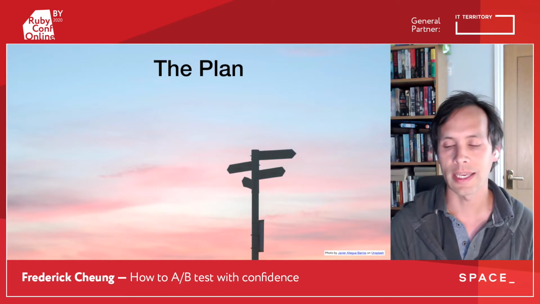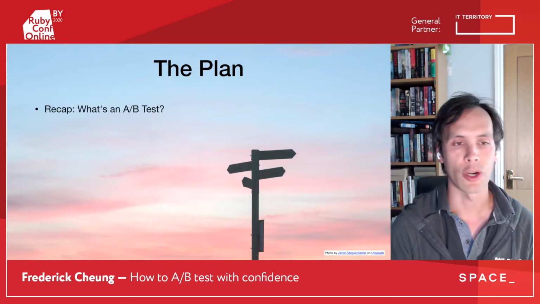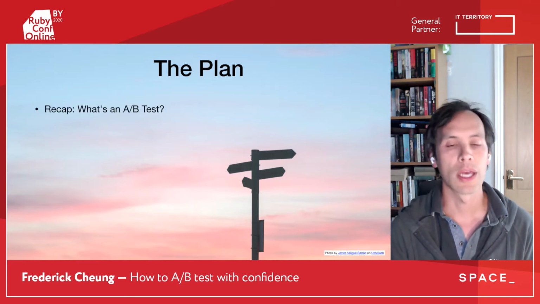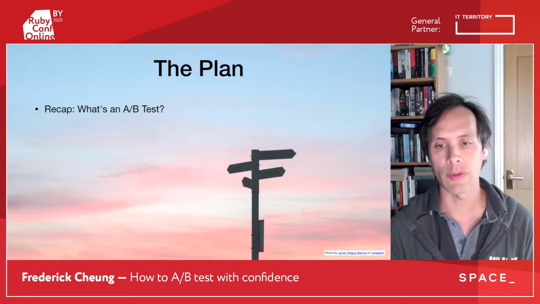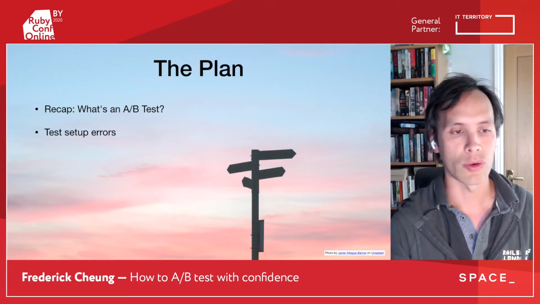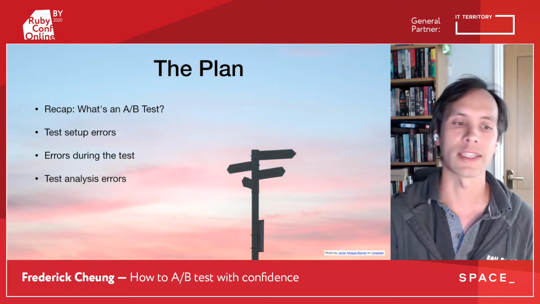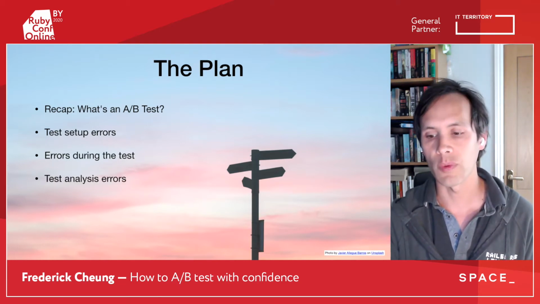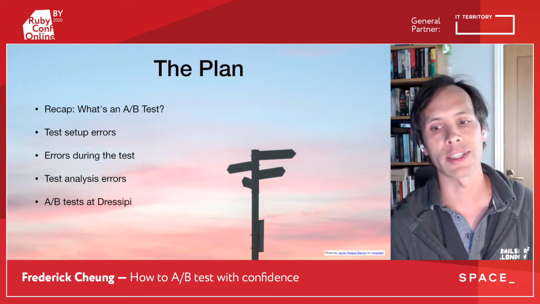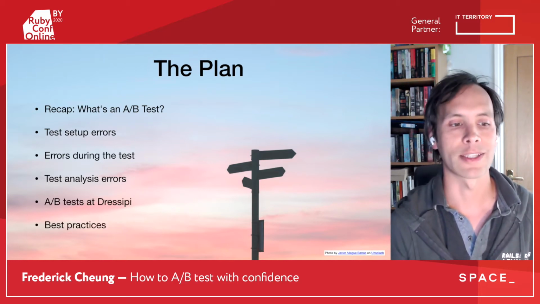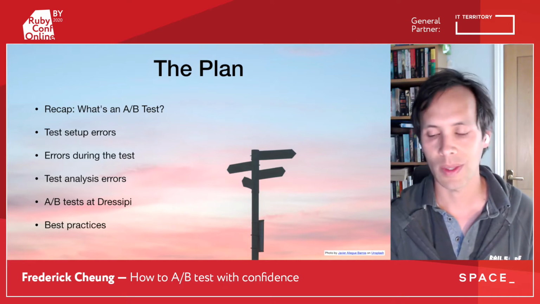So the plan today is a quick recap: what is an A/B test and why do we do them? And then we're going to go over some of the things that can go wrong with A/B tests, when you're setting up the test, while you're running the test, and when you're analyzing the data. And then we're going to finish off with a bit of information about how we do tests at Recipe and some best practices to end on a high.